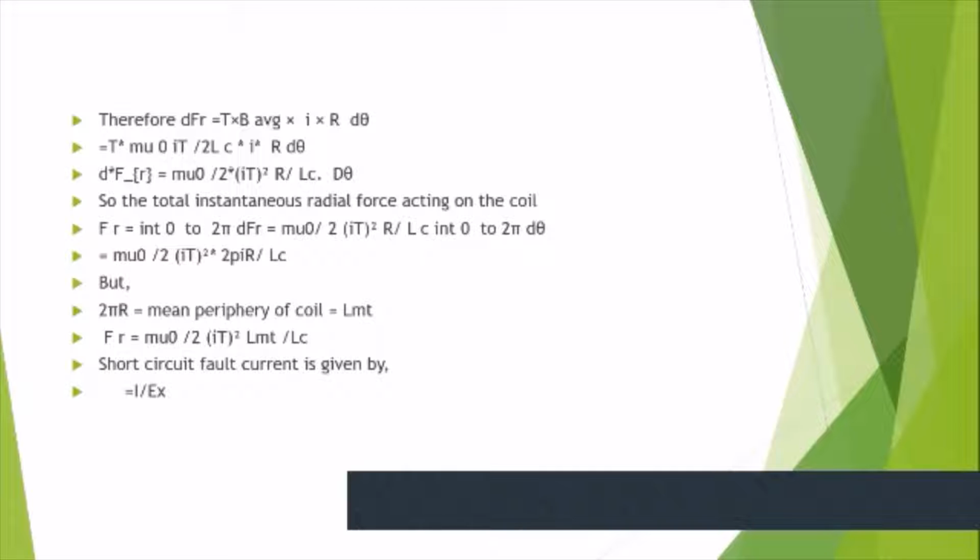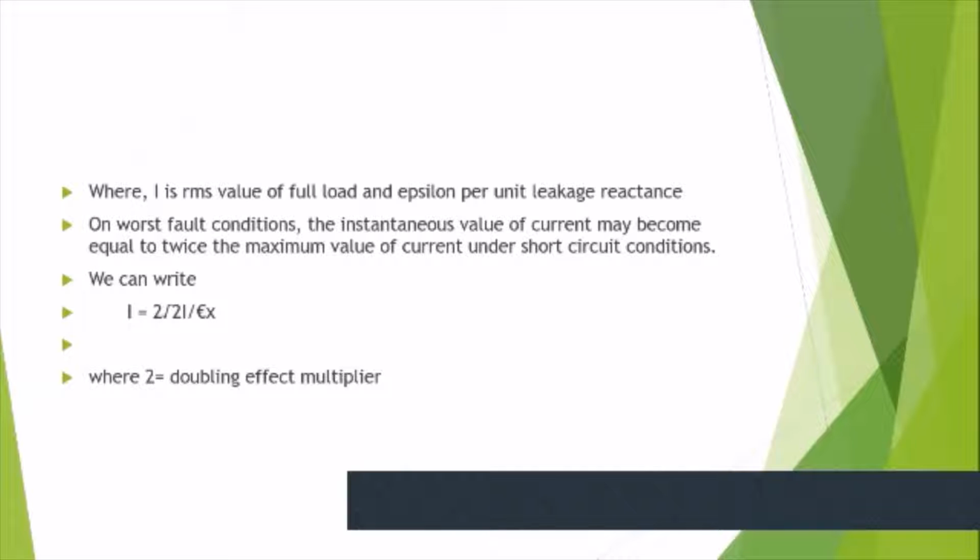In this, I upon Ex, I is the RMS value of full load current and Ex is the per unit leakage reactance. On the worst fault conditions, the instantaneous value of current may become equal to twice the maximum value of current under short circuit conditions. So we can write I is equal to 2 root 2 I upon Ex, where 2 is the doubling effect multiplier.